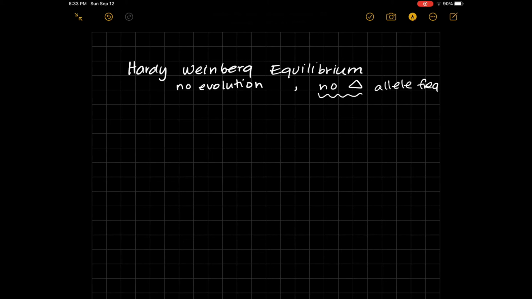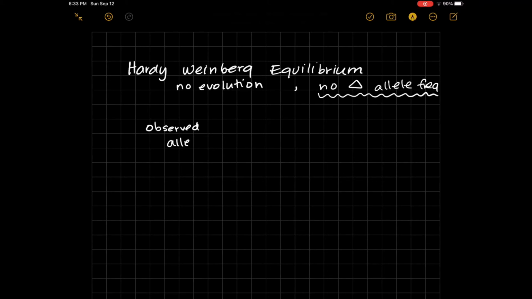Now, usually when we're doing a Hardy-Weinberg problem, we're just looking at a single genetic locus. So we're going to say that there's no change in allele frequency at that one gene, at that one spot in the genome, and then we say there was no evolution. But we actually can test this using the Hardy-Weinberg equations. We can test to see if evolution's happening because our expected and predicted values will not end up being the same. We'll see some discrepancies.